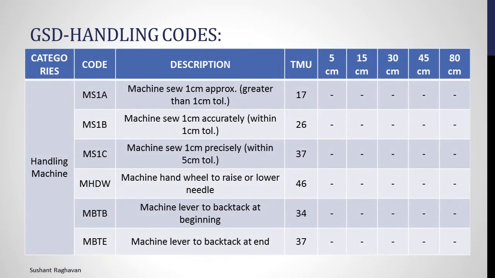GSD handling codes. Handling mission. MS1A, mission up to 1 cm approximately, greater than 1 cm, TMU 17. MS1B, mission up to 1 cm accurately, within 1 cm, TMU 26. MS1C, mission up to 1 cm precisely, within 5 cm, TMU 37. MSDW, mission hand wheel to raise or lower needle, TMU 46. MBTB, mission lever to backtack at beginning, TMU 34. MBTE, mission lever to backtack at end, TMU 37.